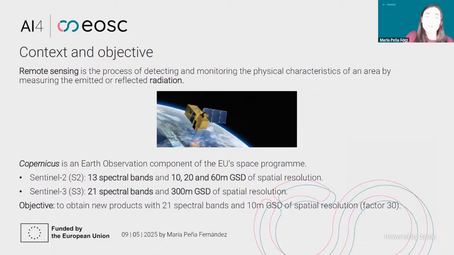And we also have used the Sentinel-3 products, which have a higher spectral resolution. Each product has 21 spectral bands and a lower spatial resolution than the Sentinel-2 mission, which had 300-meter GSD. The objective, therefore, was to obtain new products by combining the information of both missions so that they all have 21 spectral bands and a spatial resolution of 10-meter GSD. Therefore, what we wanted to do was to improve the spatial resolution by a factor of 30.